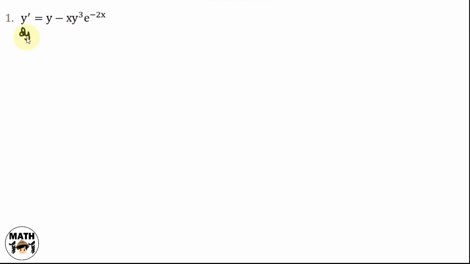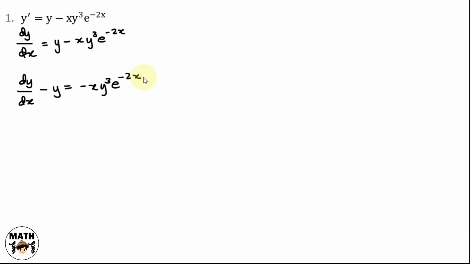Sulat natin si y prime in terms of derivative of y with respect to x. This is equal to y minus x y cubed e raised to negative 2x. Then, lipat natin si y sa left-hand side para maisulat natin siya sa standard form. Derivative of y with respect to x minus y equals negative x y cubed e raised to negative 2x. Multiply natin yung buong equation by y raised to negative 3 para matanggal natin to.